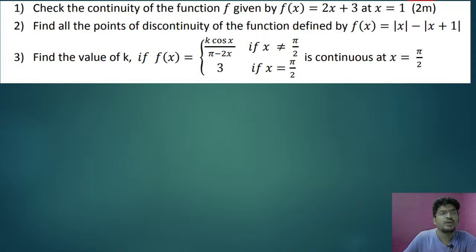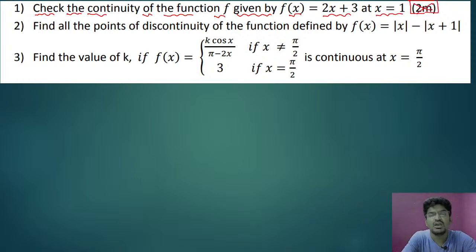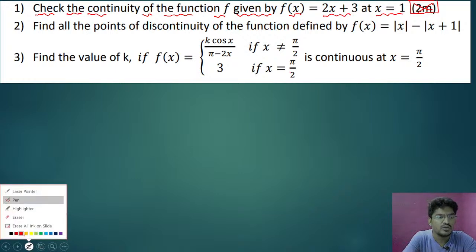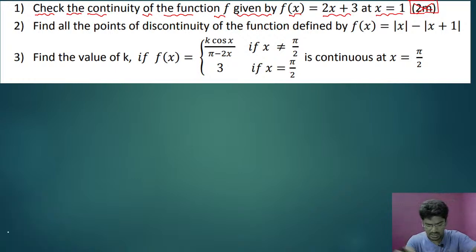See, in the first problem, what they have given: check the continuity of the function f given by f of x equal to 2x plus 1 at x equal to 1. So you have to check the continuity of the function f of x at x equal to 1. Clear? First you write the given function f of x equal to 2x plus 1 at x equal to 1.